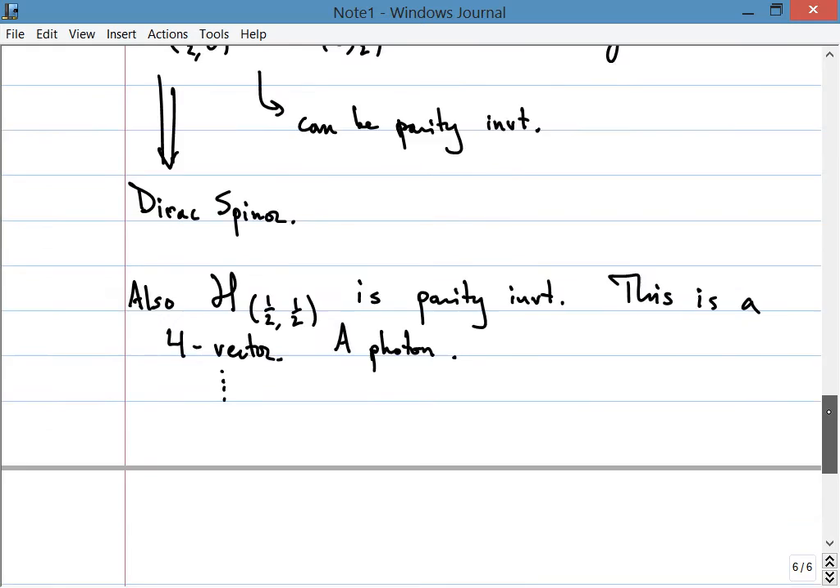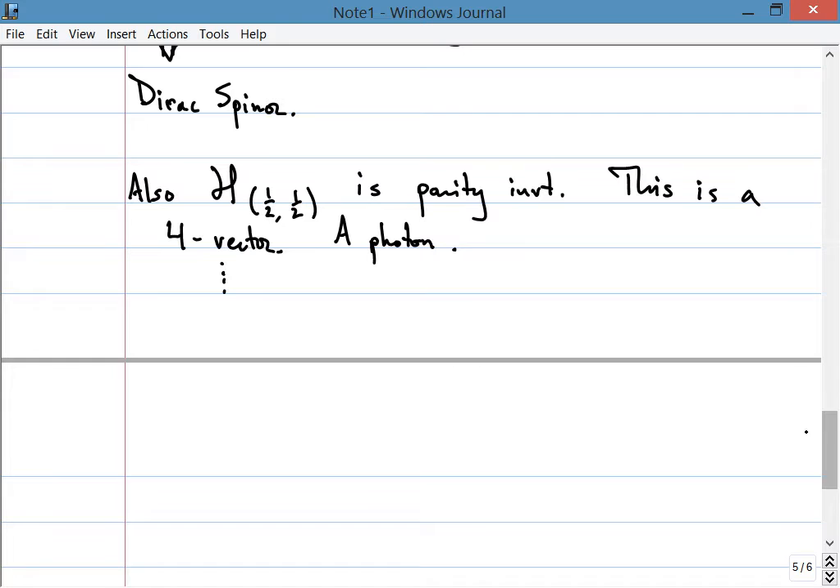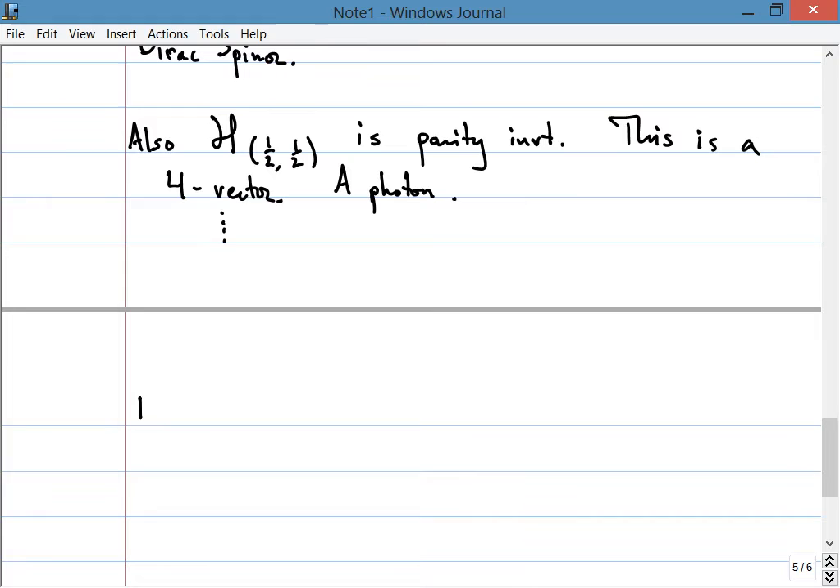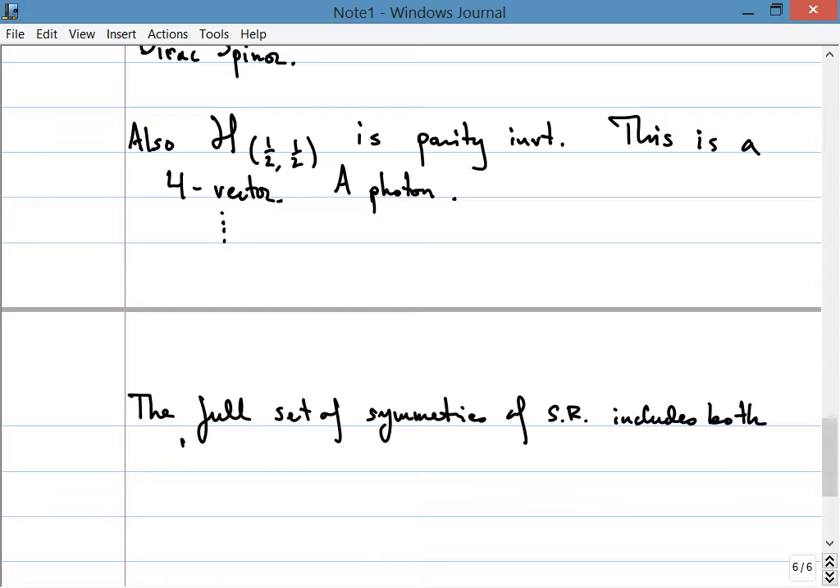I would like to conclude our discussion with one final set of ideas. It's important to remember that just as in Newtonian physics, we were interested in systems that were not just rotationally invariant, but also translationally invariant. That gave us the Galilean group, which was the full set of symmetries of Newtonian physics. The full set of symmetries of special relativity includes both boosts, so Lorentz transformations, which include boosts and rotations, and translations.